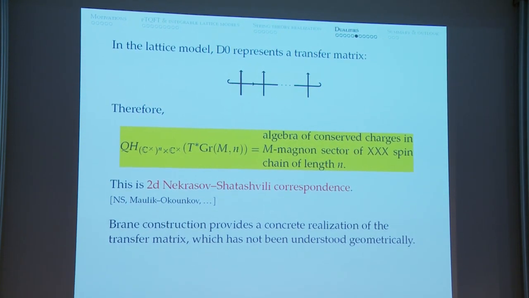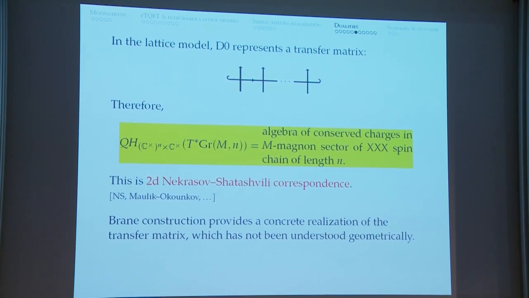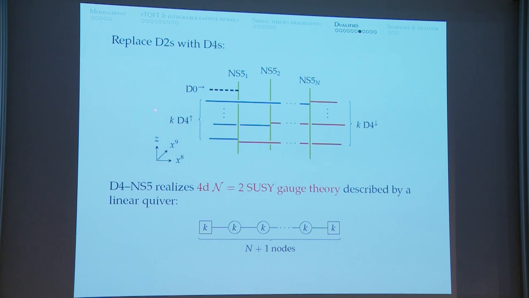So now, are there any questions on this part? Okay, so now what you can do is something more. Instead of D2s, we can replace D2s by D4 branes to get this kind of picture. So we have K D4 branes here, and each D4 brane comes from the left and ends on one of the NS5 branes, and then there's a slight displacement in the Z direction, and then they go off to infinity to the right. Okay, so you can consider this kind of brane picture.